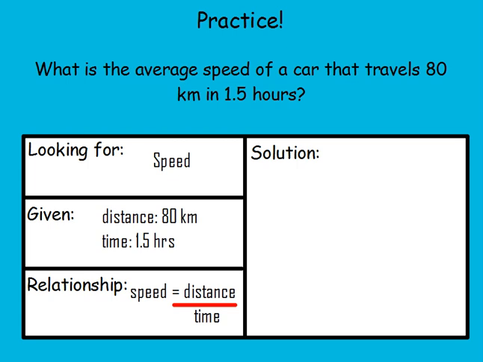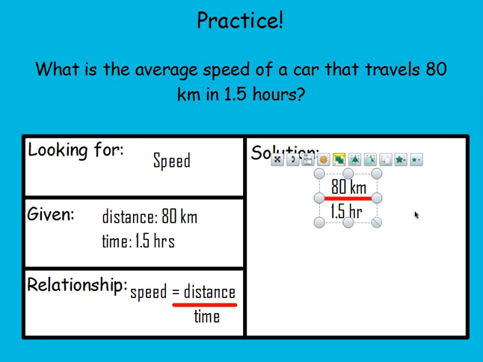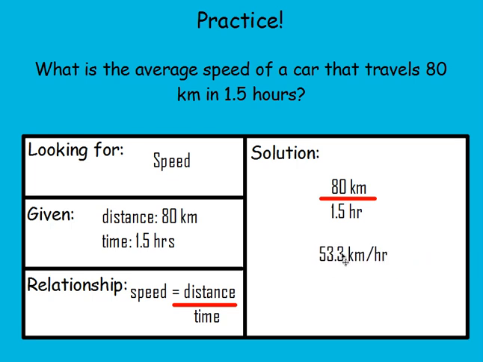Speed equals distance, which is 80 kilometers, divided by time, which is 1.5 hours. If we plug that into your calculator, 80 divided by 1.5, you get 53.3 kilometers per hour. The unit is important here. Whatever unit I give you in the problem, that's the unit you're going to be using for your answer. In this case, I gave you kilometers and hours, so your answer should have kilometers and hours.